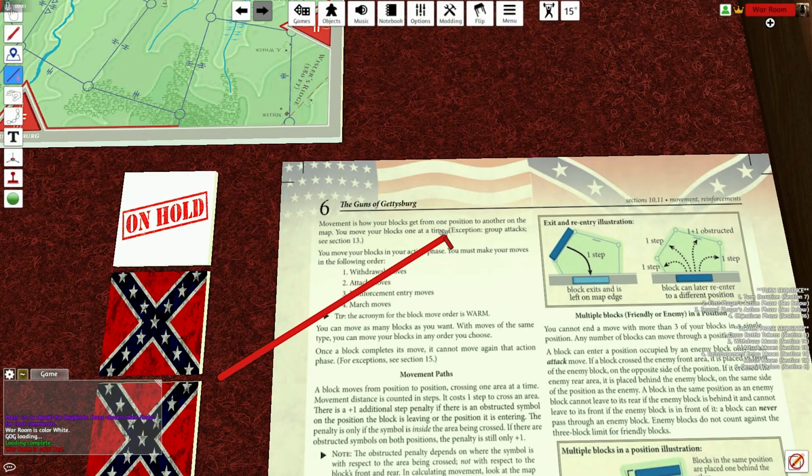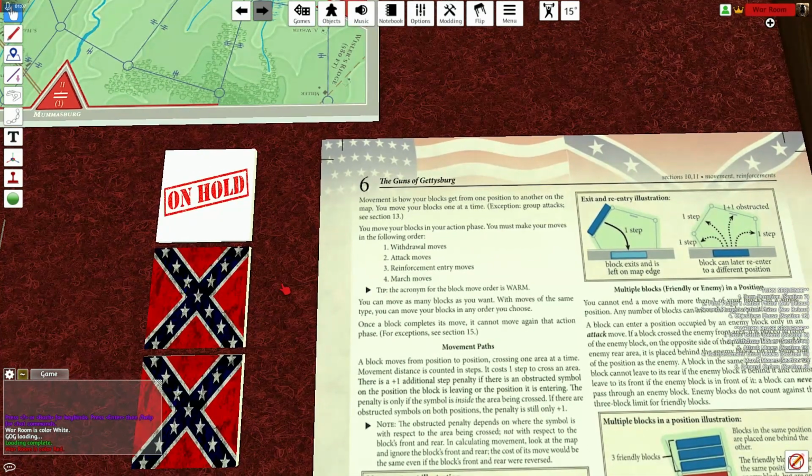You move your blocks one at a time. Exception, group attacks. But that's going to be talked about later in the attack section. You move your blocks in your action phase. You must make your moves in the following order. We start with withdrawal moves. Then we go to attack moves. Then we go to reinforcement entry moves. And then we go into march moves. These are all 4 separate movements, and you can only do movements within each segment at a time.